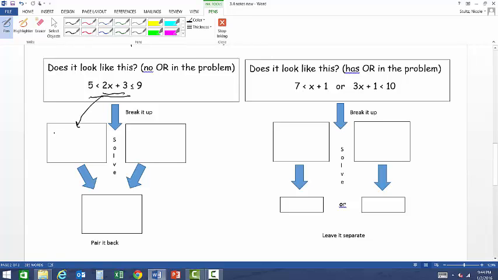So we're going to copy 5 is less than 2x plus 3. But we are not going to include the symbol and 9. So we stop. Now we're going to underline 2x plus 3 is less than 9, and we're going to put that into the box. So it's kind of like we're breaking it into two separate problems. And now we're going to go ahead and solve this just like we did before.